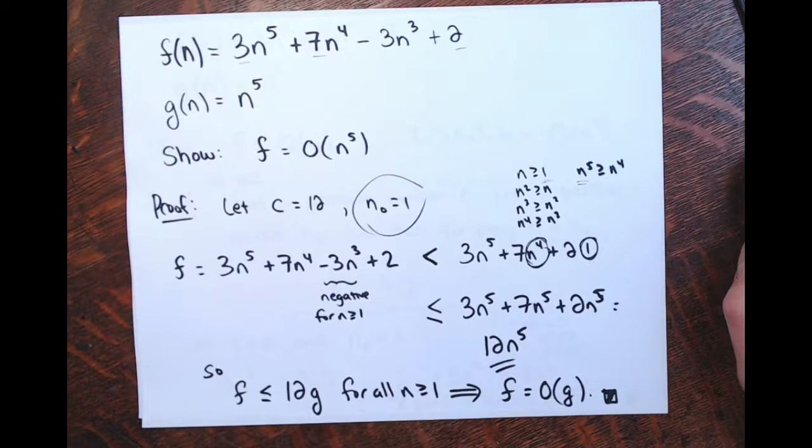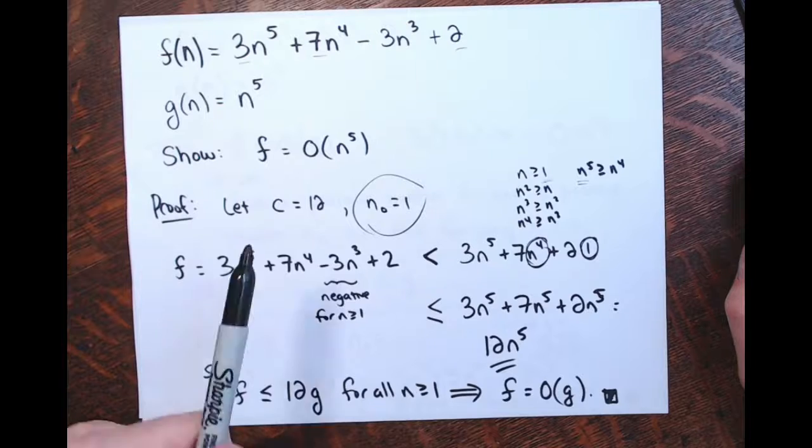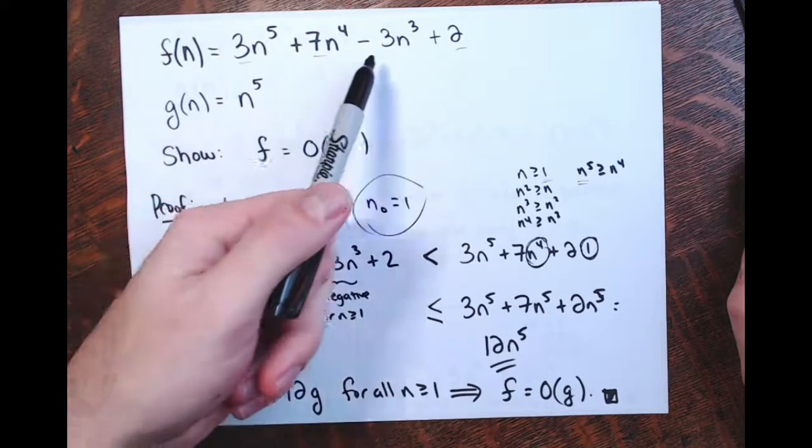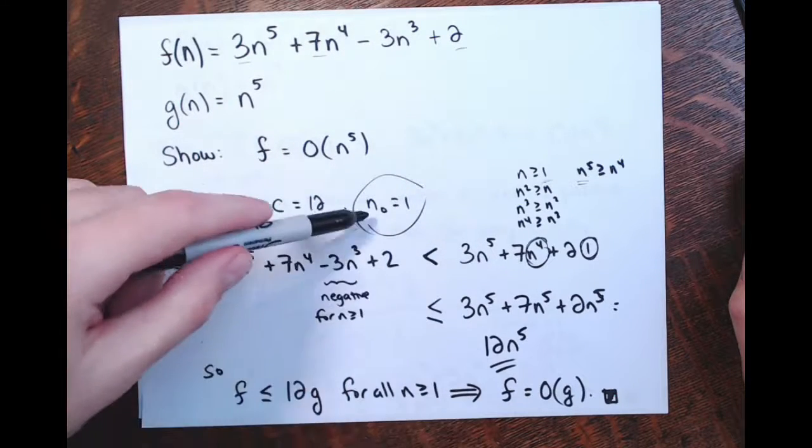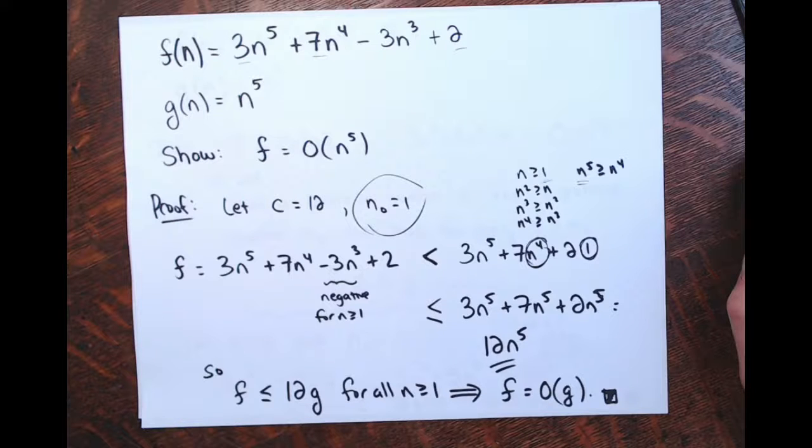So for polynomials, it's really that simple. You can just have the constant c be the sum of the positive coefficients, and then your n0 be 1, and then you can easily prove it.